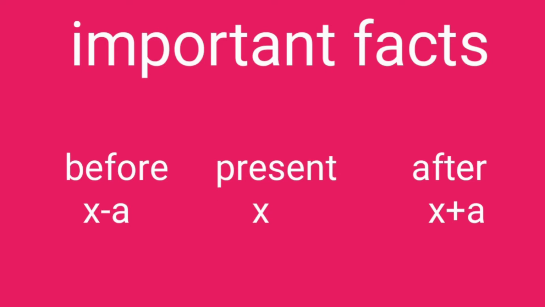In a question, if they are asking the present age, you have to take x. If they're asking before 5 years, or 5 years ago, you have to take x minus 5. Ago means you have to subtract, and after means you have to add. 5 years after means you have to take x plus 5, like this. For better understanding, let us see some examples in this section.